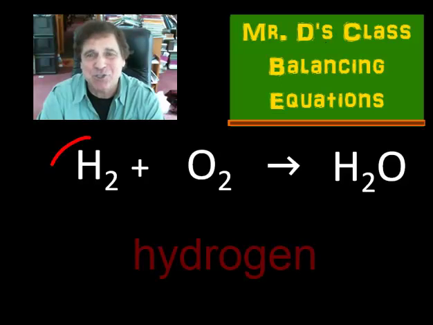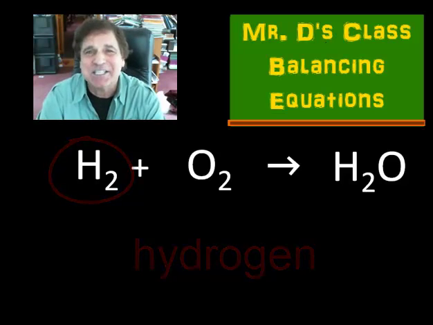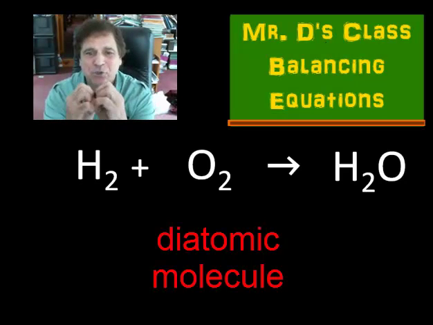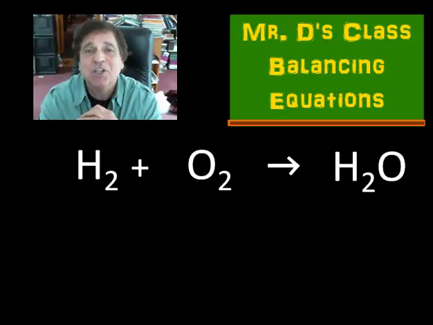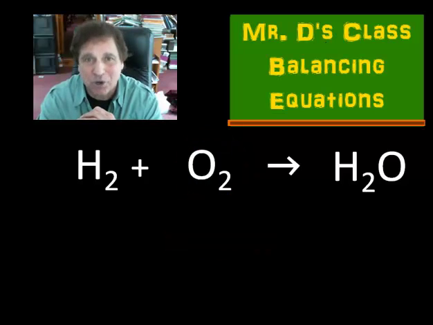Hydrogen is represented by H2. The reason is that hydrogen is a diatomic molecule. You don't find hydrogen in nature as a single hydrogen atom. When you find hydrogen, it's bound up into a molecule made up of two hydrogens, hence it's H2. Likewise, oxygen is also a diatomic molecule, therefore it's represented as O2. H2O represents the water molecule.